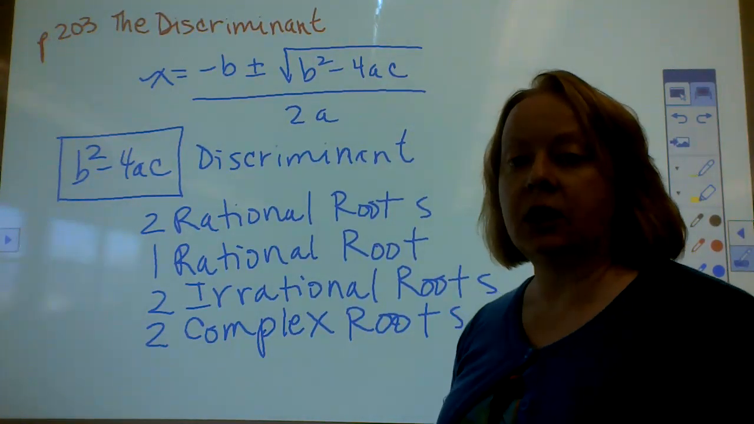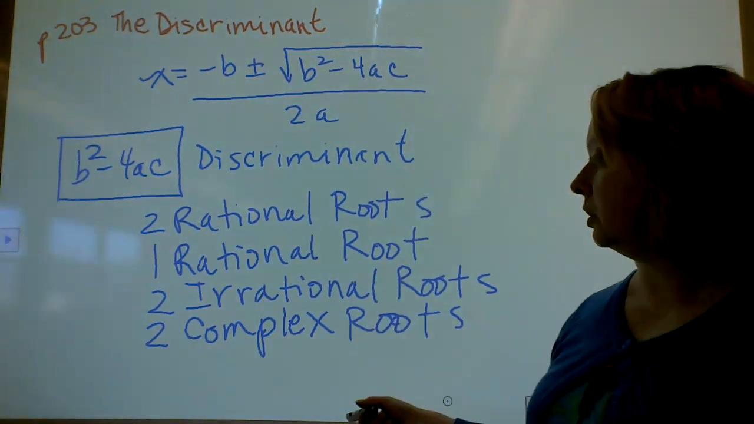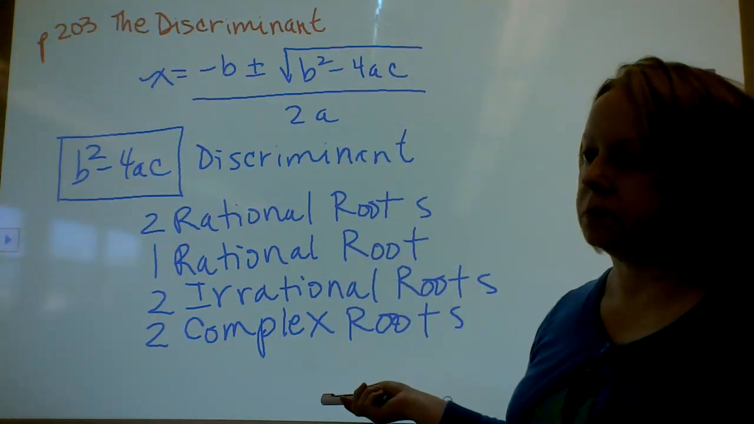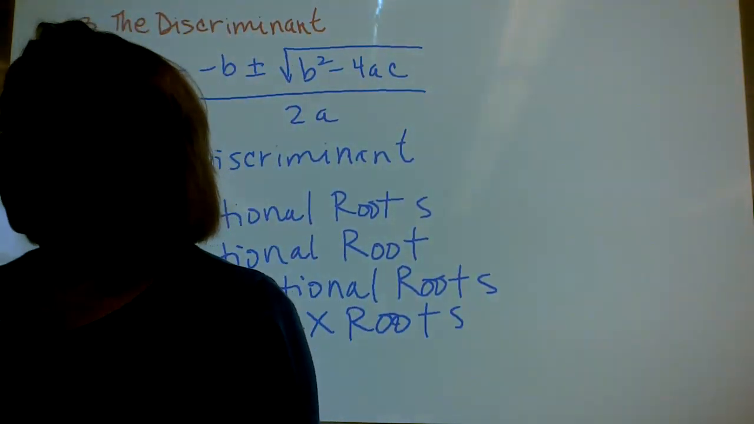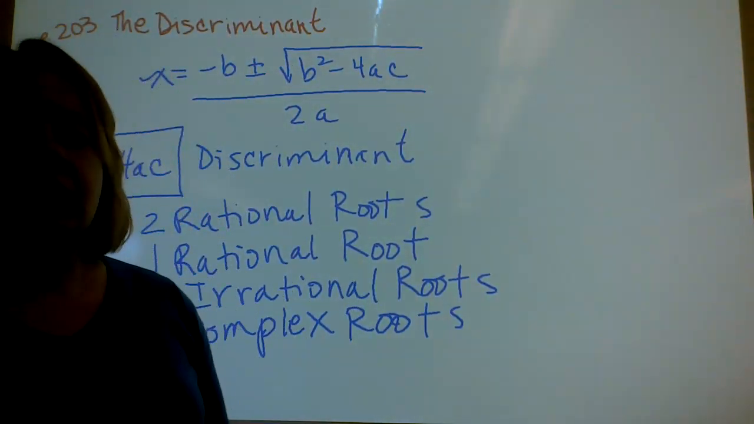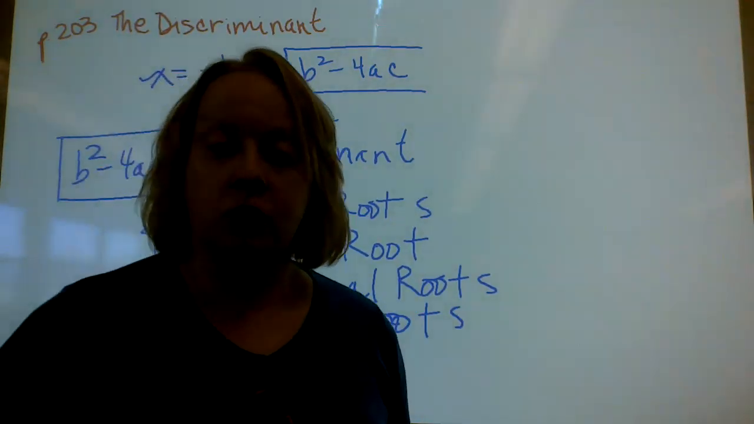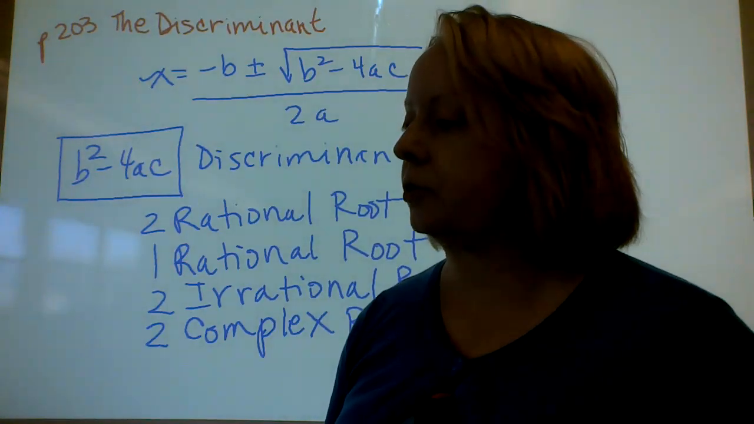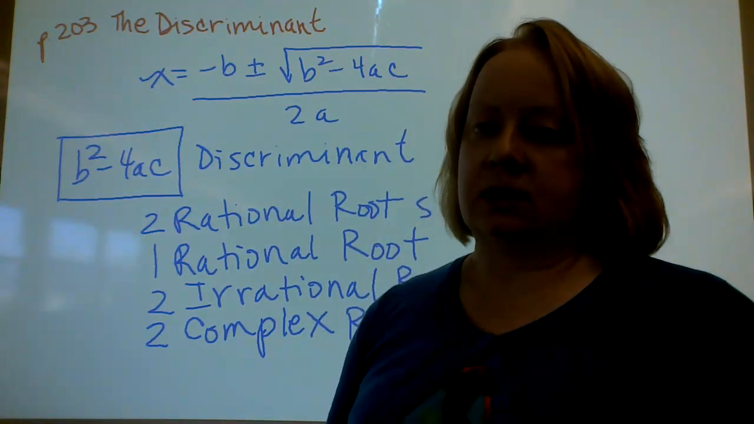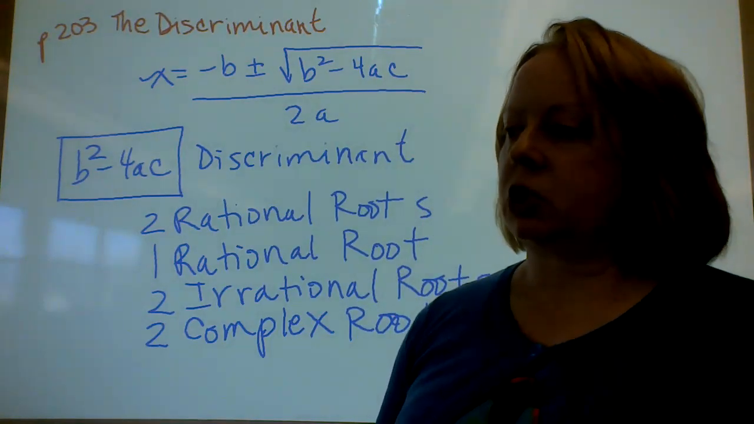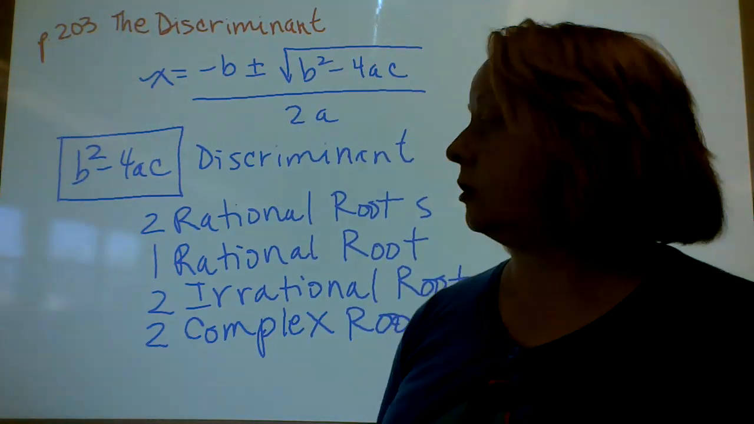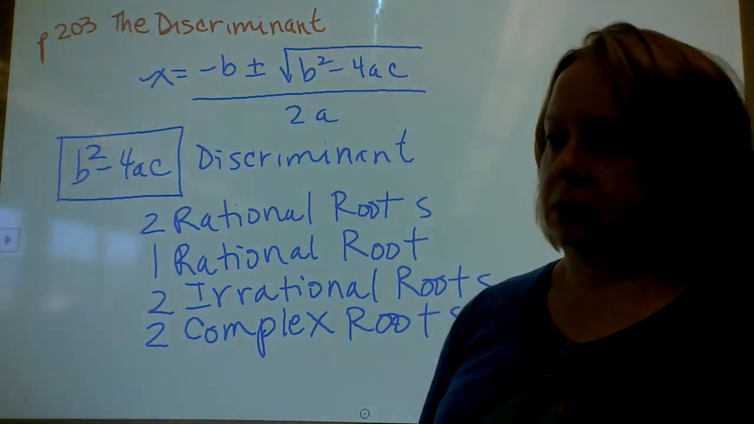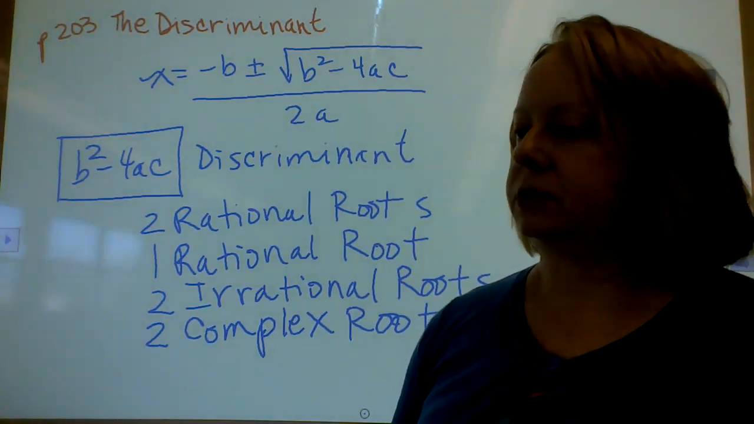So we're going to look at a scenario with all four of these possibilities. There's a nice chart on page 203. I suggest you copy it down. I'm not going to go over every single thing on that chart. It's your job to copy it down, but I am going to go over all four of these examples for you. So please copy the chart down. It'll be real helpful for you. Like I said, I'll go over all four of these scenarios, and that should help you determine what type of root you have.